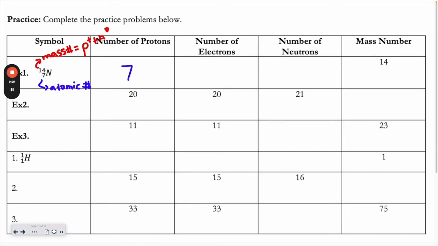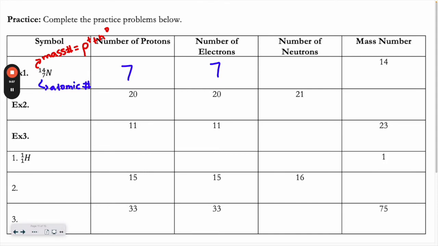Okay. Now, protons have a positive charge. So if nitrogen has 7 protons and it has no charge, and I will show you in the next section what happens when it does have a charge, but assuming it has no charge, then in order for those 7 positive charges to be canceled out, I need 7 negative charges. So I have 7 electrons.